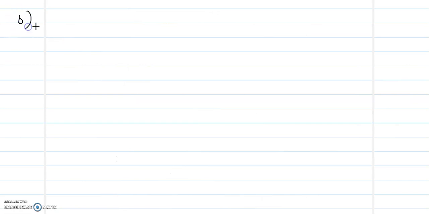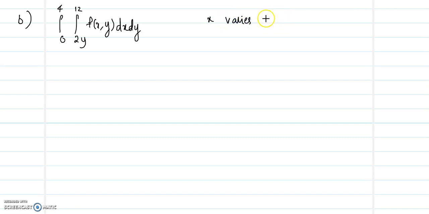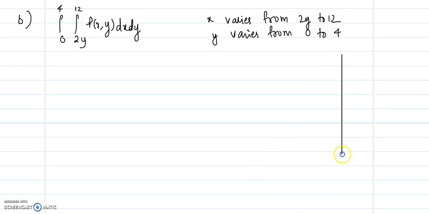Let us look at another problem. Let's take integral 0 to 4, integral 2y to 12 f of xy dx dy. So here you have the first limit with respect to x. So x varies from 2y to 12 and y varies from 0 to 4. So let us first sketch the region.